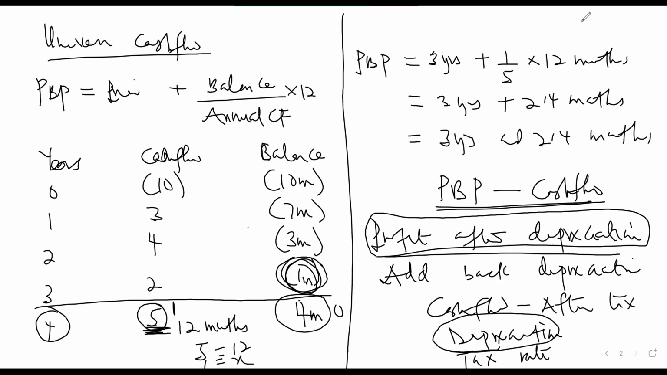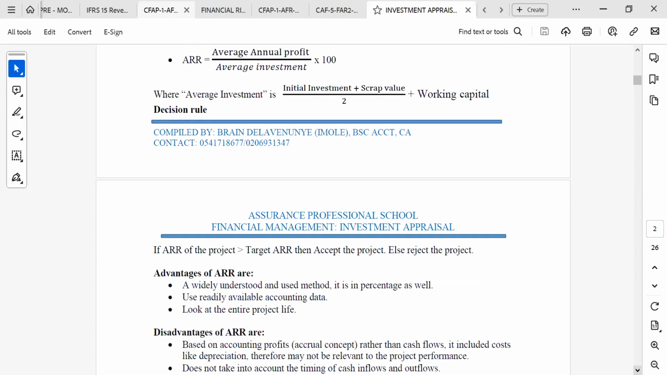We will look at that one if we are doing net present value. But you have to know that for payback period, we use cash flow after tax. We don't use profit, we use cash flows. Let's pick a question and we see how we can go about that particular question.